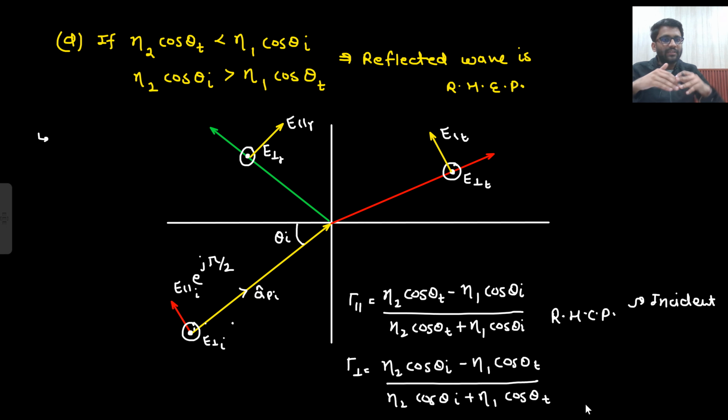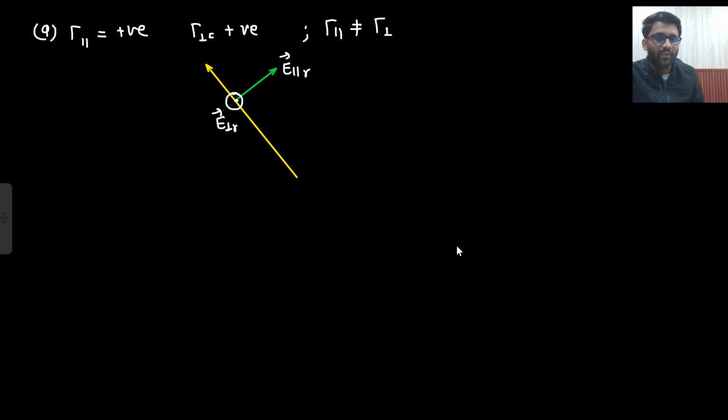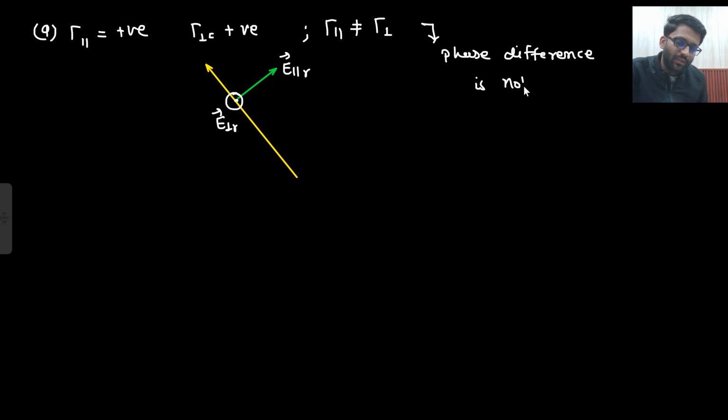If I had assumed some other direction, then the formula would be different. Usually when we study oblique incidence, people remember the formula but not the setup. Remembering the setup is also very important. If you remember the setup, then gamma parallel positive and gamma perpendicular positive will be no issue. So this is the direction of your reflected electric field. Now, the phase difference is not disturbed.